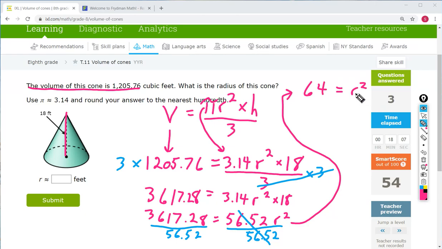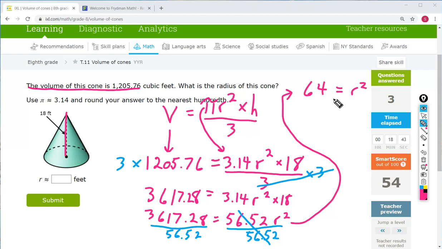Now, we did not figure out what the radius is yet. We figured out that the radius squared is equal to 64. But we didn't figure out the radius. So what this means is, remember, when we raise something to the second power, that means we're multiplying it by itself. So what this is telling us is that some number multiplied by itself is equal to 64. So what is that number? What number, if we multiply it with itself, gives us 64?